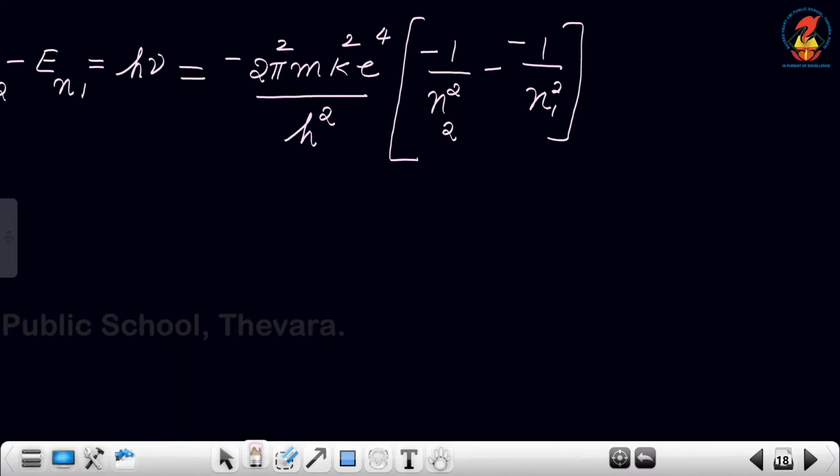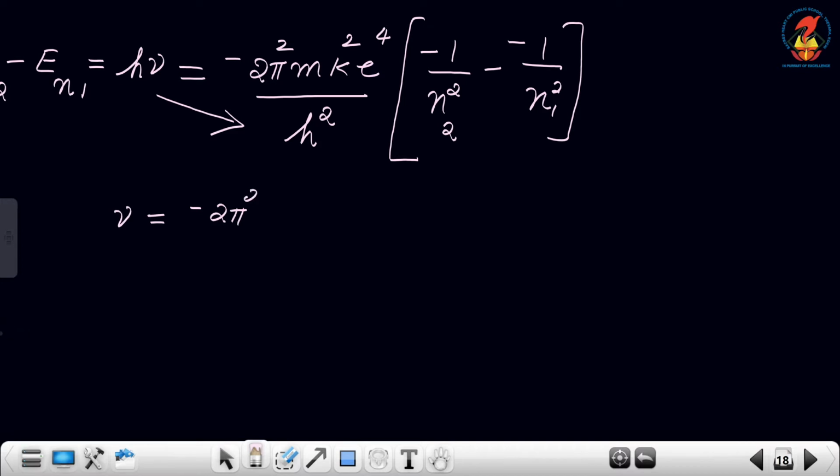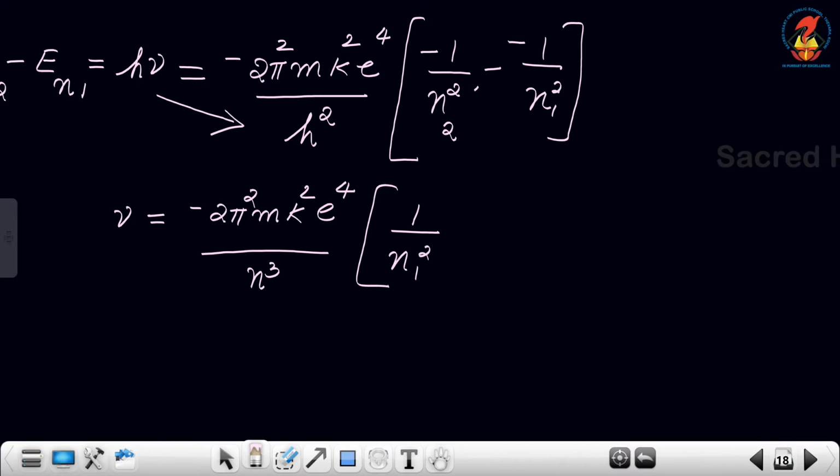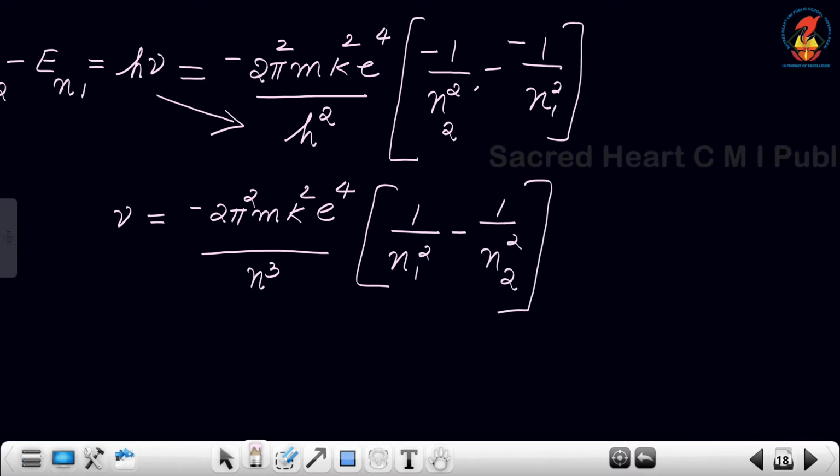Now I am going to bring this h to this side, so we will get nu is equal to minus 2 pi square mk square e raised to 4 divided by h cube into, on rearranging, minus of minus is plus, so 1 by n1 square minus 1 by n2 square.